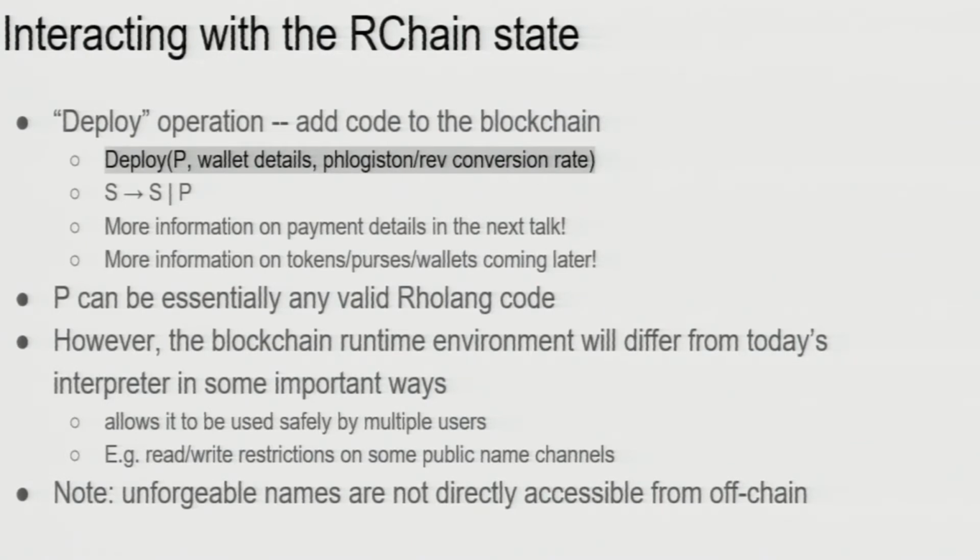And what happens is, if S is the current blockchain state, then by deploying P, the new blockchain state is S par P. And there will be some comm events that probably happen as a result of that, and those reductions will be recorded as well.